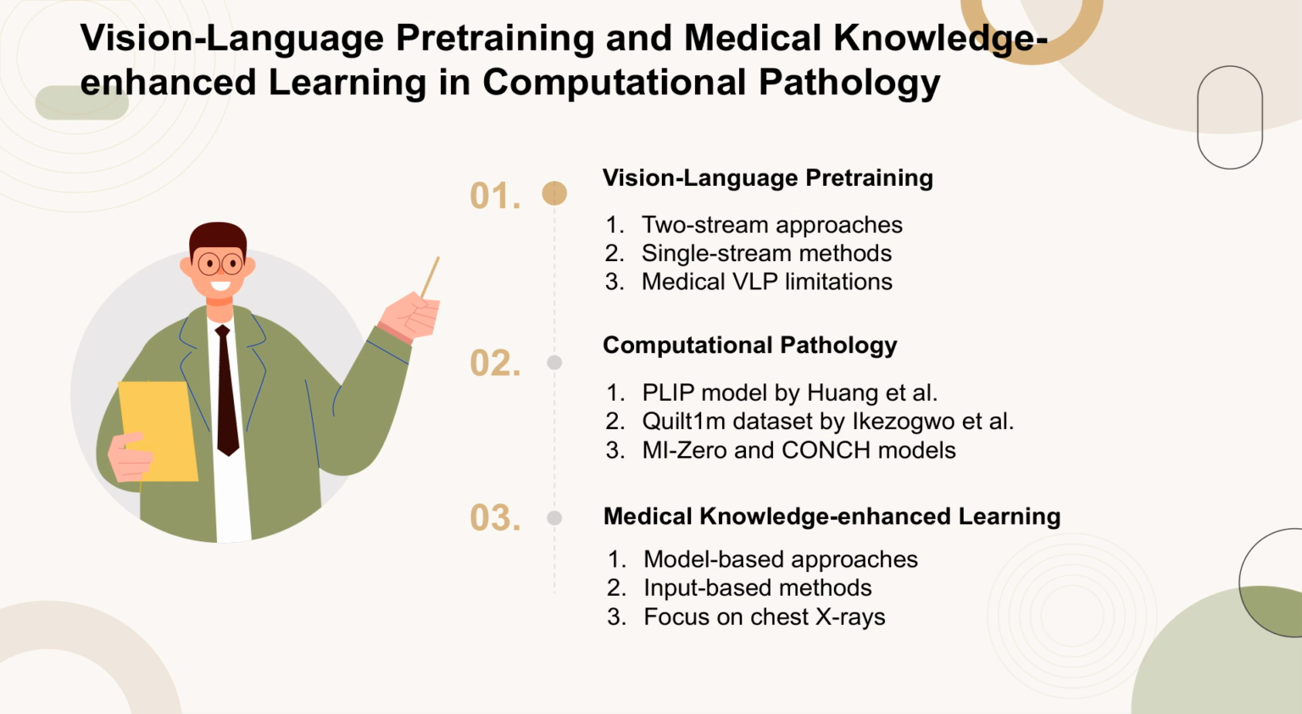In vision language pre-training, VLP, current approaches are divided into two-stream methods, which use separate encoders for visual and textual data, and single-stream methods, which employ a cross-modal fusion encoder. In medical VLP, two-stream approaches are prevalent, but they often lack systematic medical knowledge, affecting diagnosis accuracy. In computational pathology, recent advancements include the PLIP model and the QUILT-1M dataset, which expand pathology data. Additionally, models like MI-Zero and CONCH enhance transferability on whole slide images.